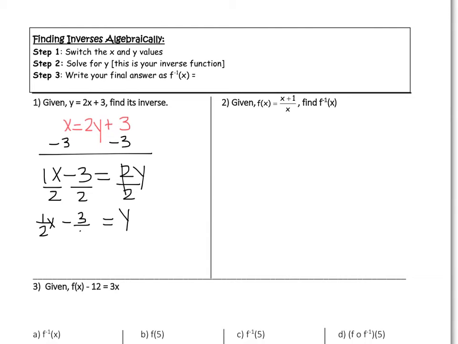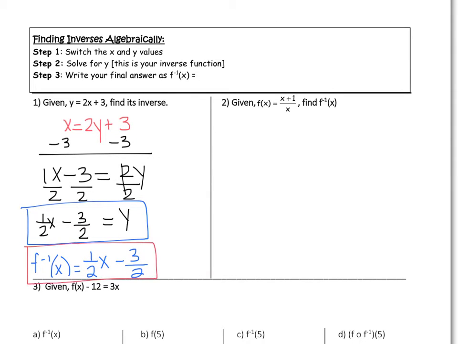Now, how is there a distinction between the original function and now its inverse function? Well, you have to write your final answer as f negative 1. So what you just found, this piece right here, is your inverse function. So it's only proper to note it that way. So this, here in red, is your preferred answer. It's your answer because you wrote it in function notation.